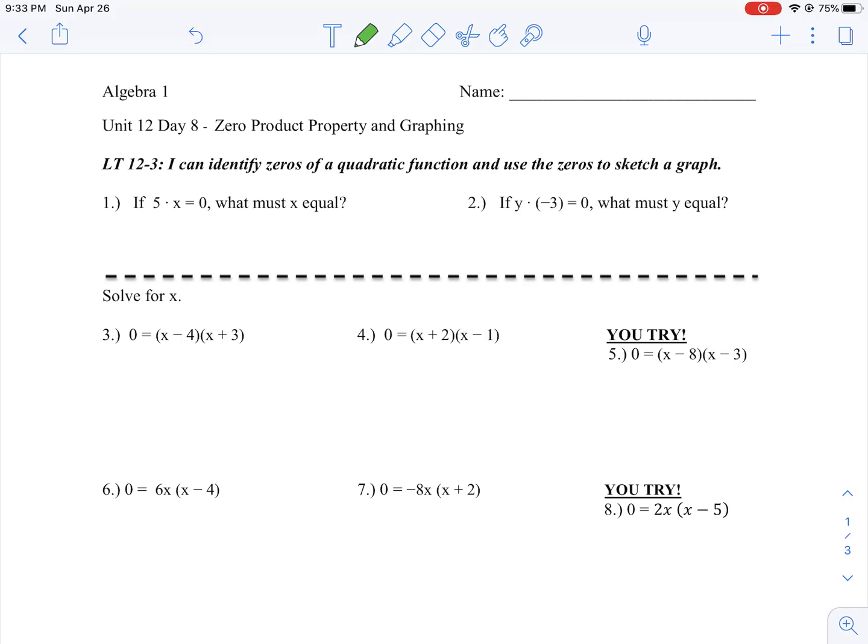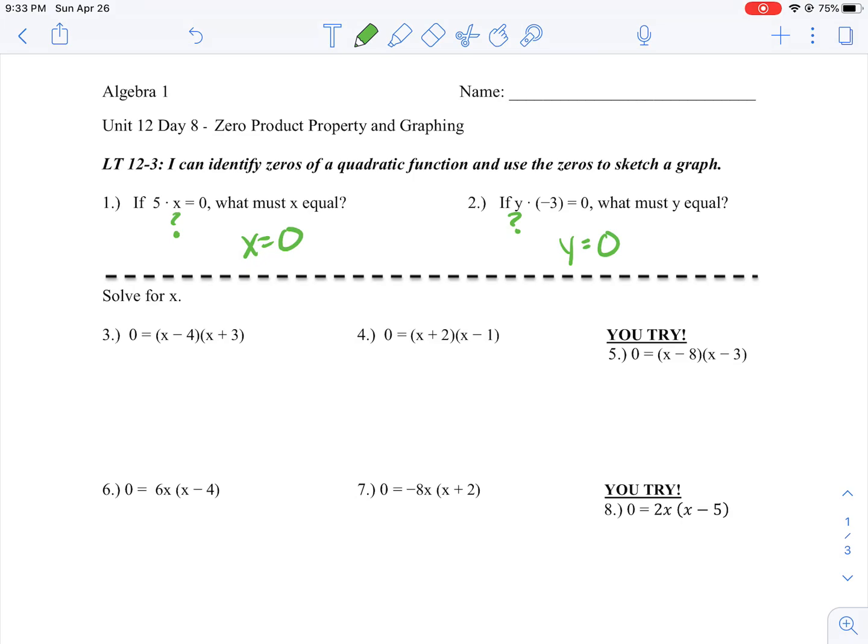So if you had 5 times x equals 0, and you also had y times negative 3 equals 0, what must y equal to and what must x equal to? So 5 times what will get you 0? So you should say that 5 times 0 is equal to 0. And then what times negative 3 would get you 0? Well, that would be y is equal to 0.